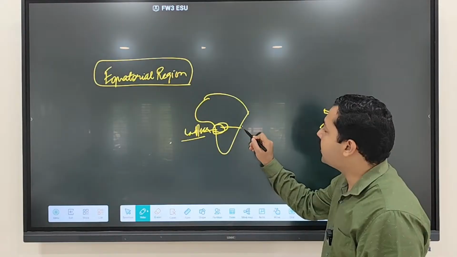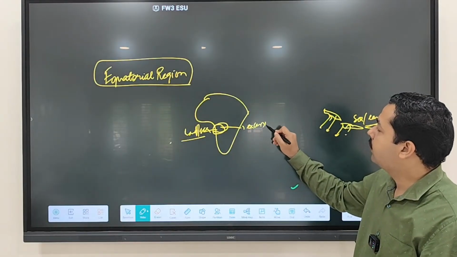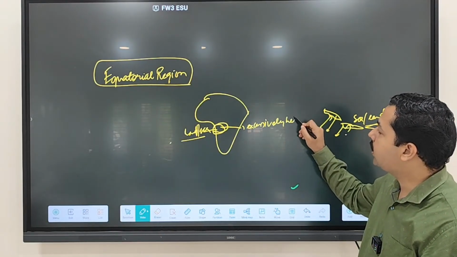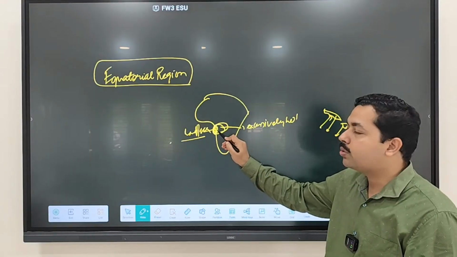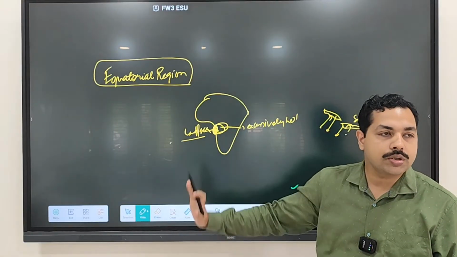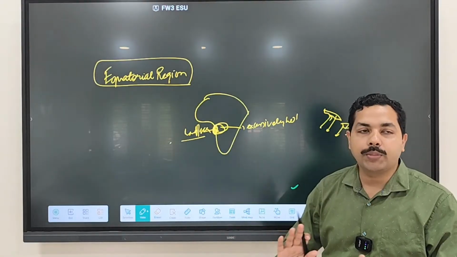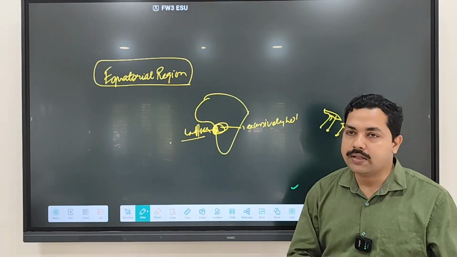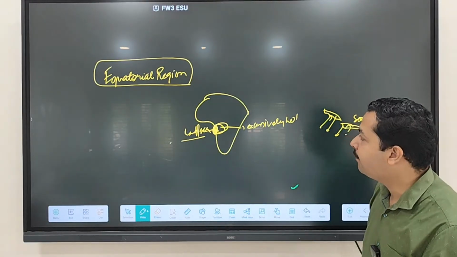Clear? So that's why you'll also see that equatorial regions, which are excessively hot, will have some moderation towards the coastal region. Why will it have moderation? Because of land and sea breeze. Fine, any doubt regarding this one?